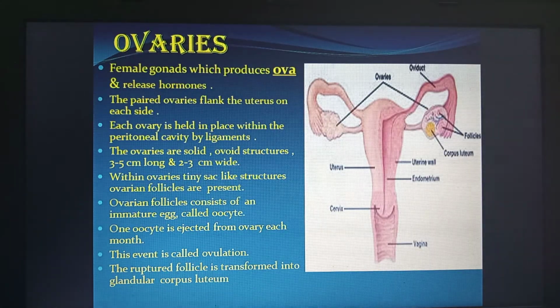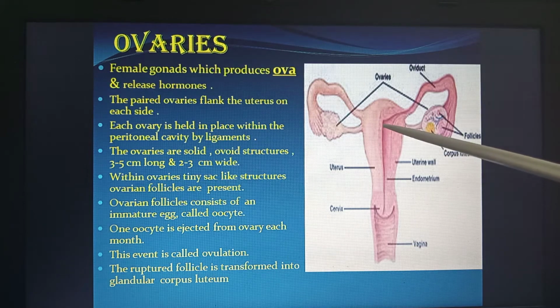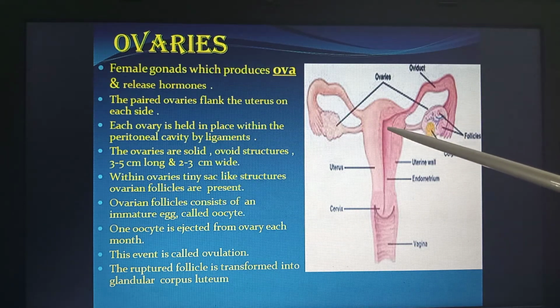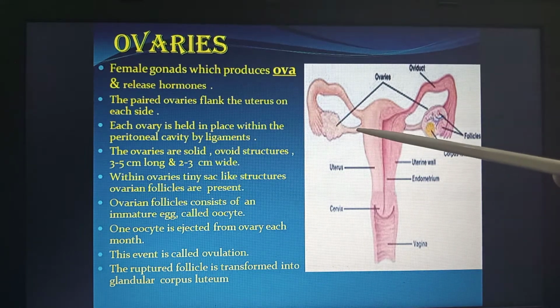Ovaries, female gonads which produce ova and release hormones. Paired ovaries flank the uterus on each side. These are the ovaries on each side of the uterus. Each ovary is held in place within the peritoneal cavity by ligaments. These are the ovaries, ligaments.